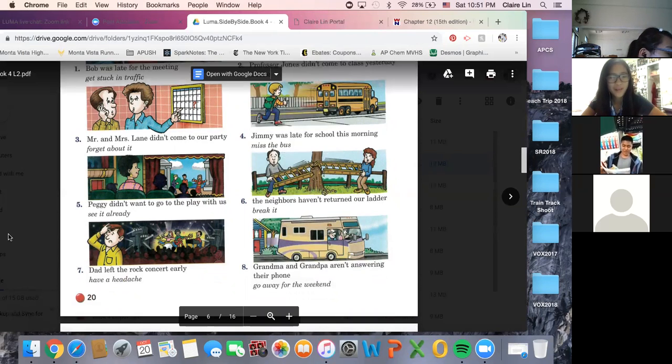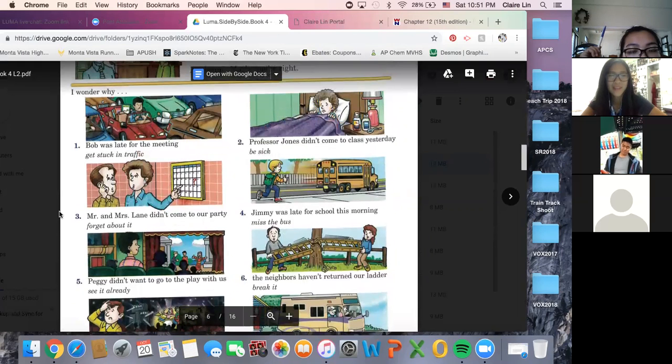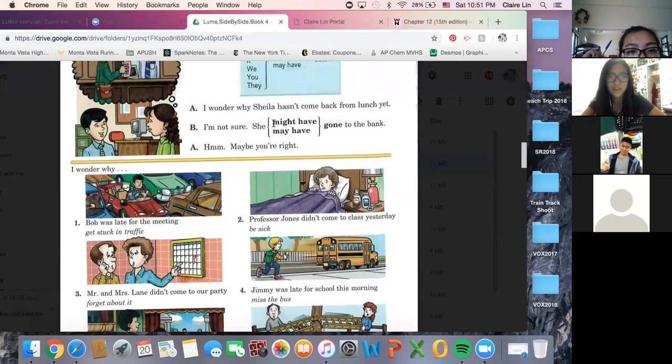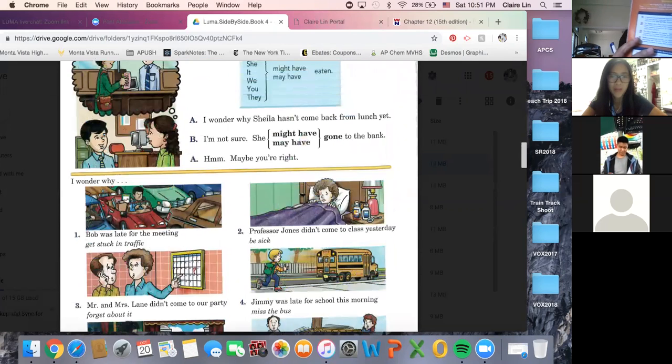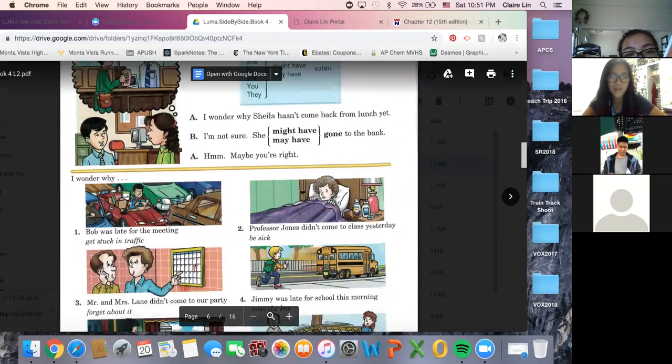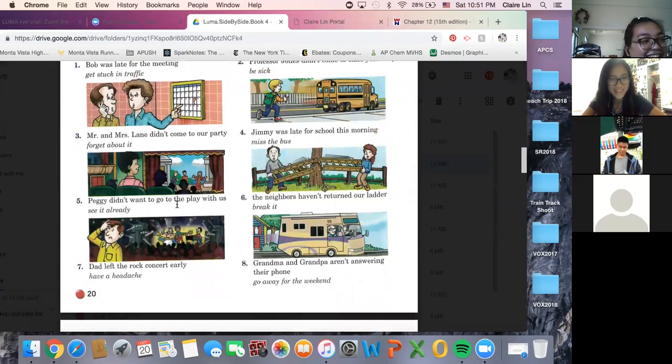Okay. I wonder why Peggy didn't want to go to the play with us. I'm not sure. She probably have seen it already. Yeah, that's correct. Except this one is asking us to use a might have, may have structure. But yeah, that's completely correct too. So it'd be like Peggy must have seen it already, or might have seen it already. Sorry, not must have, might have.